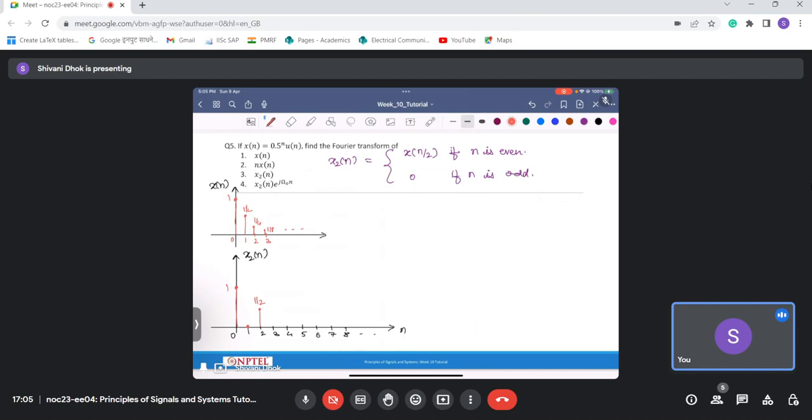Then 3 is an odd number, so it's 0. Then x2[4] is basically x of 4 by 2, which is x[2], which is equal to 1 by 4, which is here 1 by 4. 5 is an odd number, so 0. And x2[6] is 1 by 8, because it is basically x[3], which is 1 by 8, which is here. 7 is 0 and so on. So basically we are inserting zeros between two numbers.